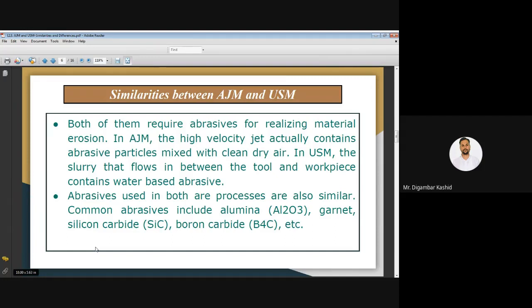Now which abrasives are used in both cases? Here some common abrasives are given, that include alumina Al2O3, garnet, silicon carbide SiC, and boron carbide B4C. These are the common abrasives which are used in both cases.